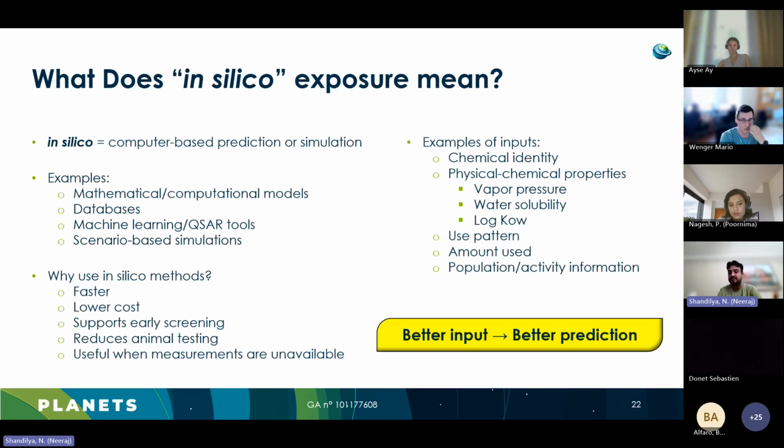And the type of the inputs that we need are chemical identities. So for example, the CAS number of a chemical or substance. It could be the physical chemical properties like vapor pressure, water solubility, log KOW, use amounts, use pattern, and population or activity information. And like any other model, in silico exposure models, if you have better input, you will have better prediction. There's nothing different in that part.